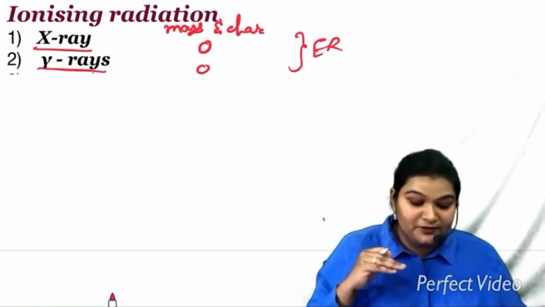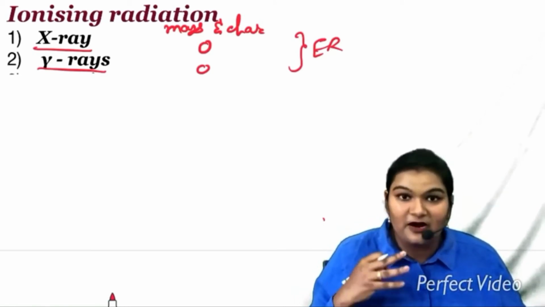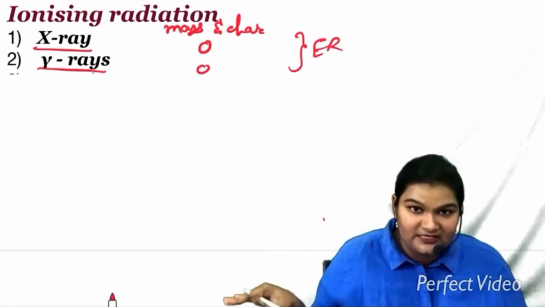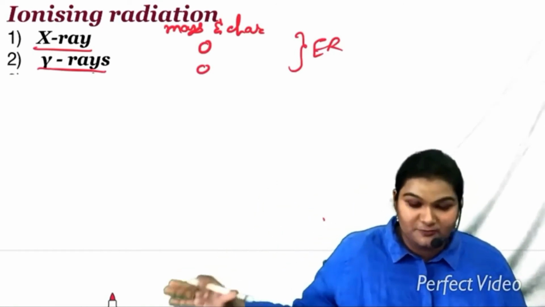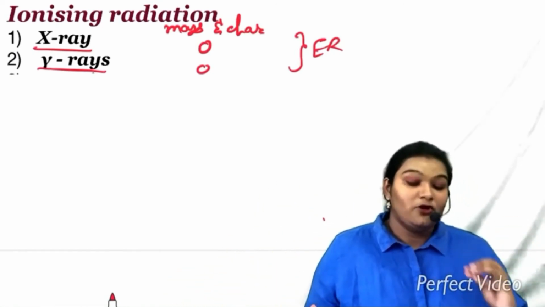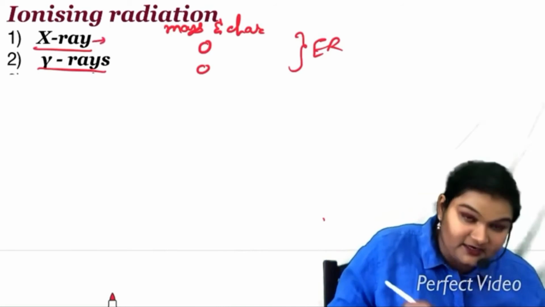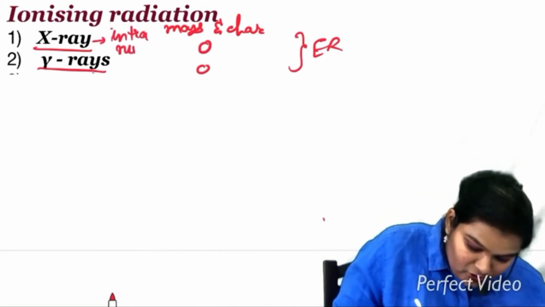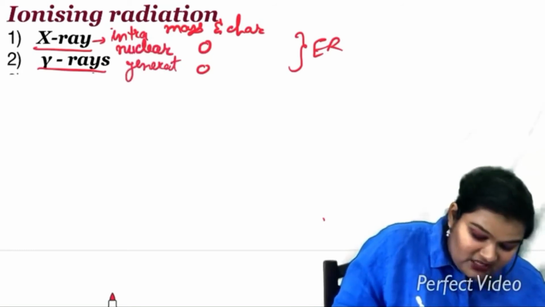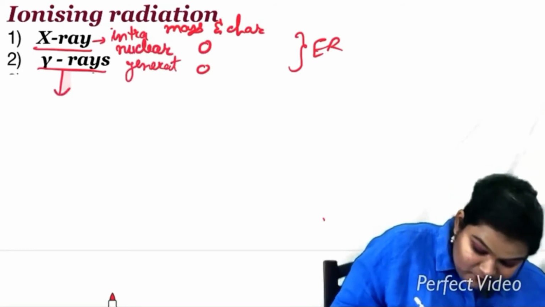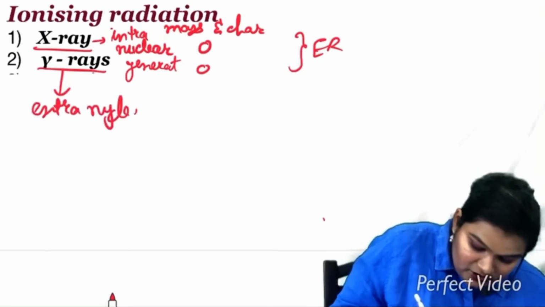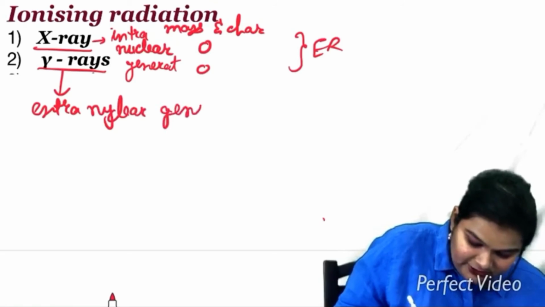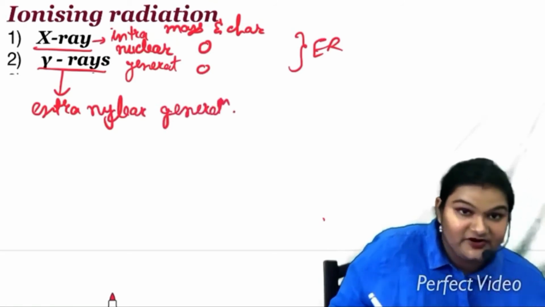It is electromagnetic. It is a part of the electromagnetic spectrum. It is ionizing radiation. It travels with the speed of light. But the only point of difference is that X-rays are produced by intra-nuclear generation, whereas gamma rays are produced by extra-nuclear generation. Okay, clear till now?